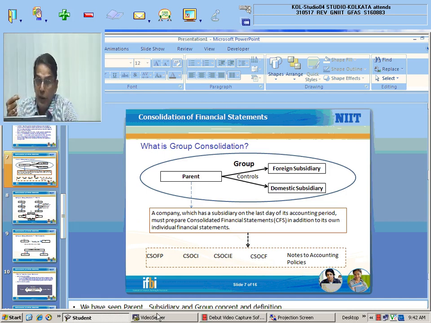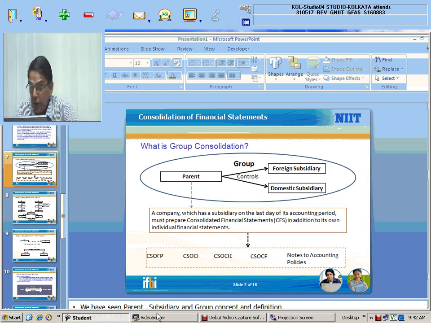So apart from having its own financial statements, the parent also must prepare consolidated financial statements by consolidating its own financial statements with the financial statements of those companies which are subsidiaries of the parent as on the last day of the reporting period, and consolidate their financial statements with its own to present what is called the consolidated financial statements of the group.